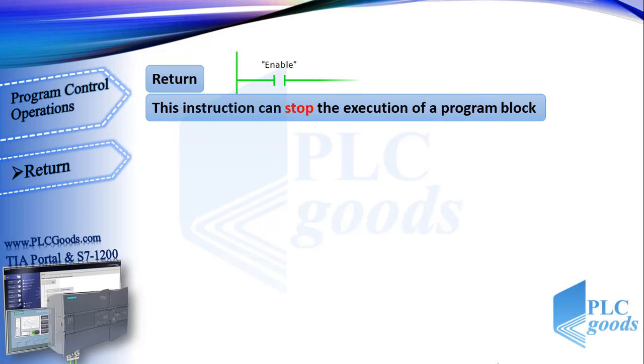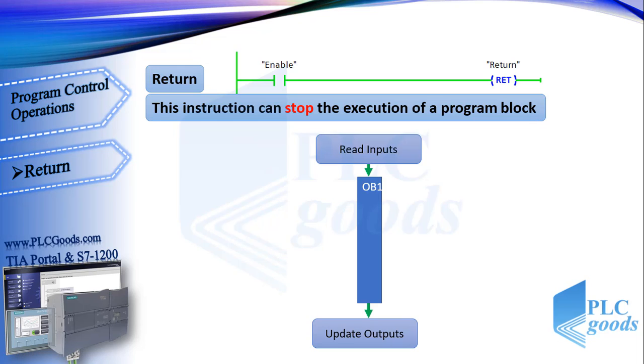The next instruction is return. This instruction can stop the execution of a program block. As you know, when a CPU is in running mode, it reads and stores the state of all inputs, then executes its program from the first network to the last, in the main block, OB1. Then it updates the state of all outputs. The CPU repeats the cycle, which we call the scan cycle.